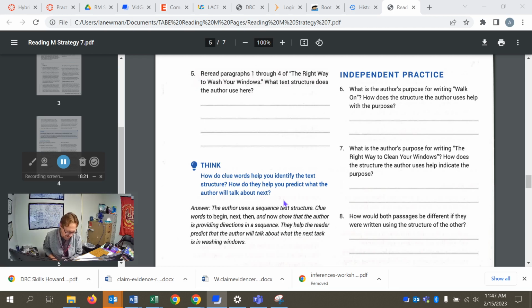And then number 8, how would both passages be different if they were written using the structure of the other? It's an interesting question. With the dirty windows, maybe we would have the benefits of keeping your windows clean. With the walking, maybe we would have more description about how to start walking for exercise, like what kind of equipment to buy, shoes, clothes, that kind of thing. So the essays could have been on the same topic, but have used a different text structure, which would have led to a different purpose as well.